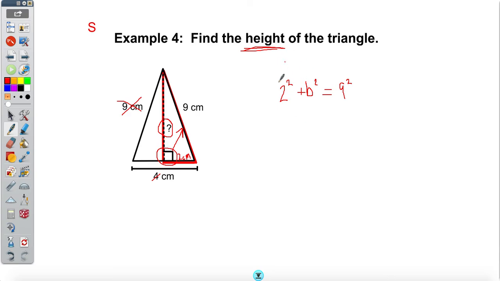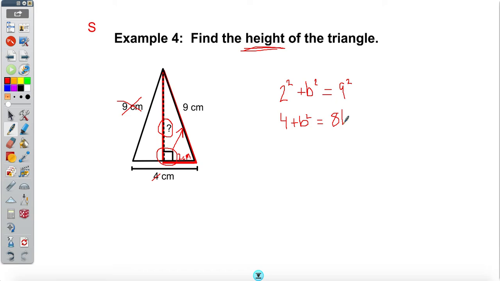So again, the first thing we're going to do is get rid of our exponents and the parts that have the numbers. So 2 squared is 4. Oops, I don't need 9 squared. I need to find out what 9 squared is equal to. So 9 squared is 9 times 9. That's equal to 81.